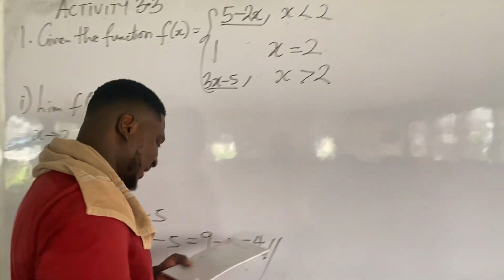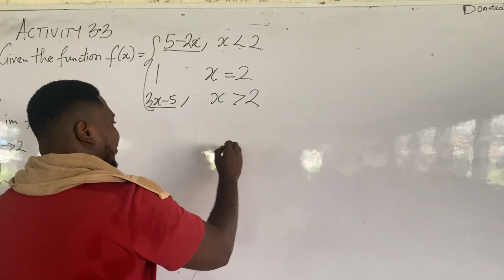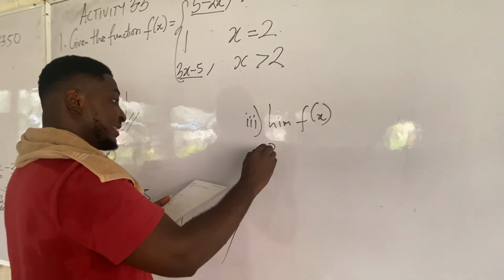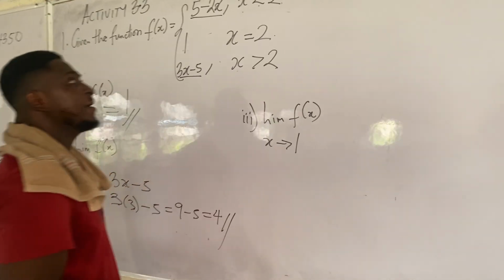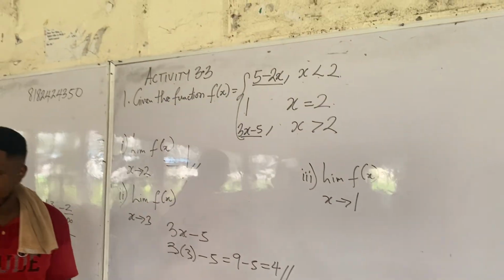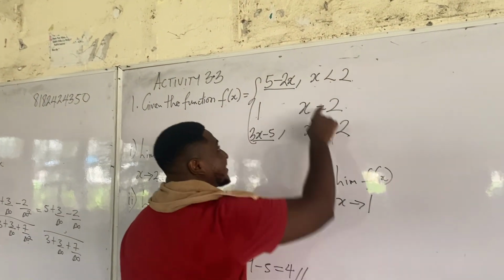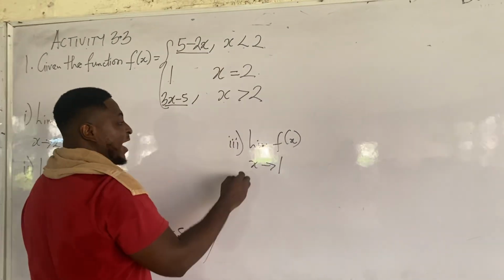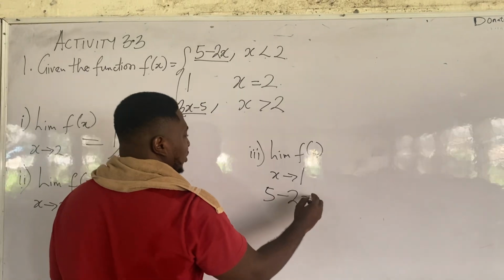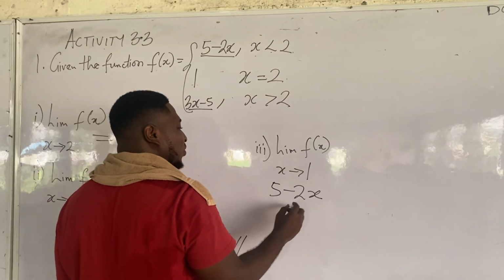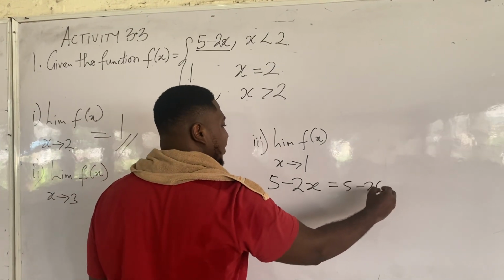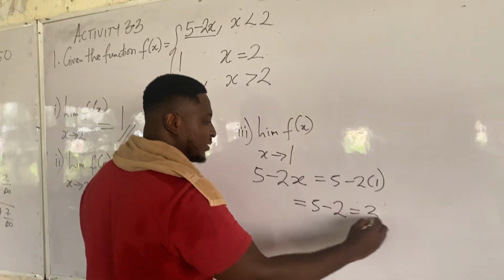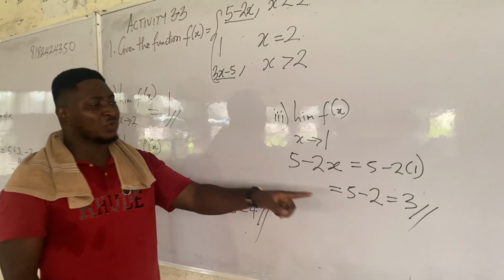The third one, class, said: limit of f of x as x tends to 1. Class, which of them meets the condition x tends to 1? The first one, right? 1 means x is less than 2. Is 1 not less than 2? So we use this function, 5 minus 2x, and replace x with 1. 5 minus 2 times 1 is 5 minus 2, which is 3. So the limit of f of x as x tends to 1 is 3.